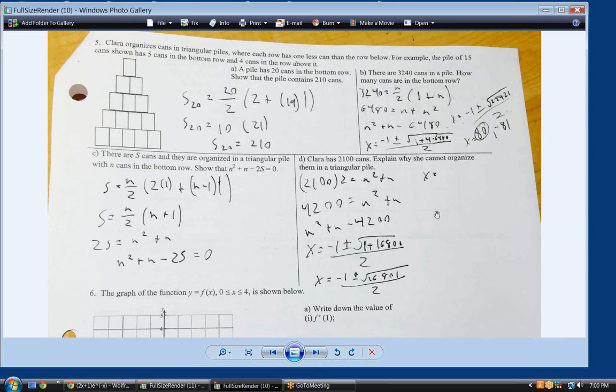So it looks like we're covering a variety of things here. We've got arithmetic series and sums. Looks like you've done those correctly.